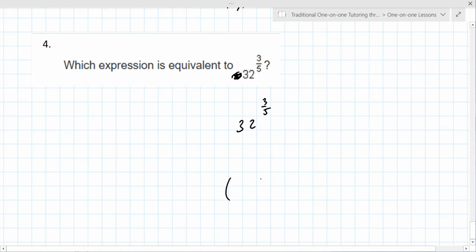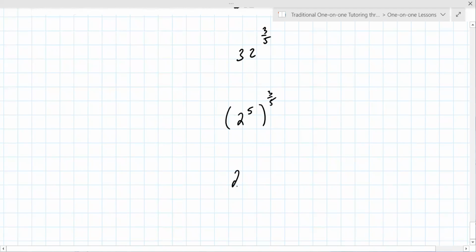We really want to write 32 as some base to some exponent. Do you have that? See, 2 to the 5th power? Perfect. Now, the reason we know that that's good right away is because this number is a multiple of 5, or in this case, it's perfectly divisible by 5. Because it becomes 2 to the 5 over 1 times 3 over 5. The 5s cancel, and you get 2 to the power of 3, which is 8.